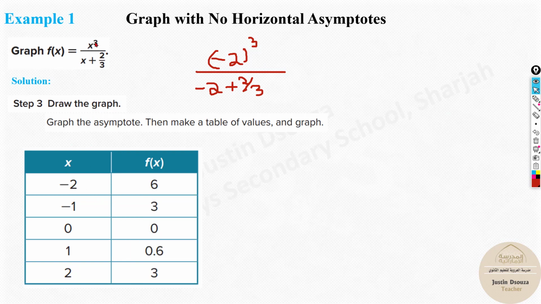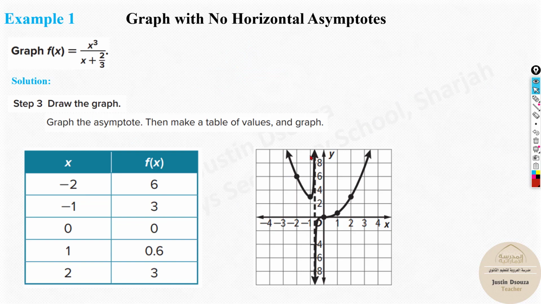If you put 0 over here, the numerator is 0, so that entire term is 0. Similarly, put in the others and you'll get these answers. Once you get these answers, you can plot this graph. Over here, there is no horizontal asymptote, no horizontal dotted line, only the vertical one at negative 0.66. So this is the vertical asymptote, and then you just graph a few points.